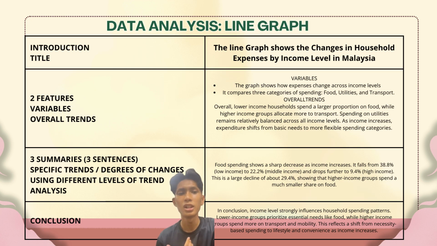In conclusion, income level plays a major role in shaping household spending patterns. Lower income groups focus on necessity, while higher income groups enjoy greater flexibility in their expenses. Overall, this trend highlights a shift from basic needs to lifestyle and convenience as income increases.